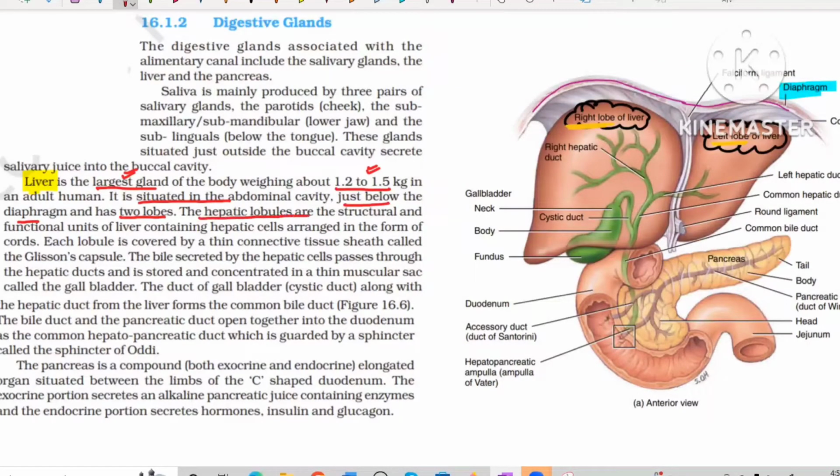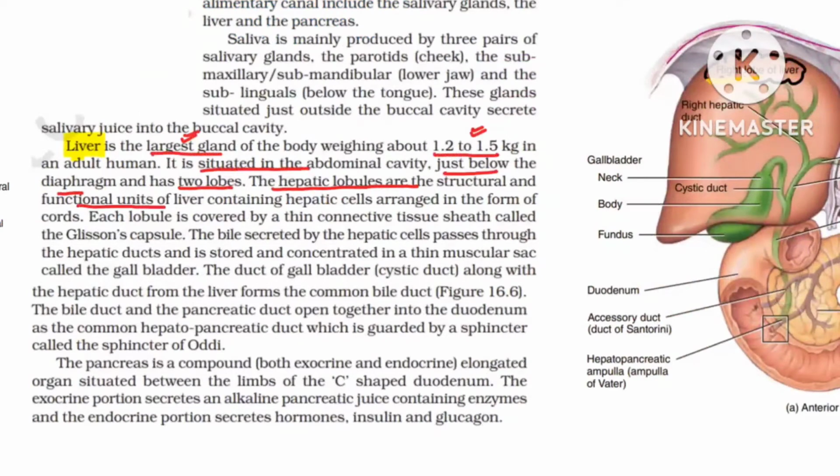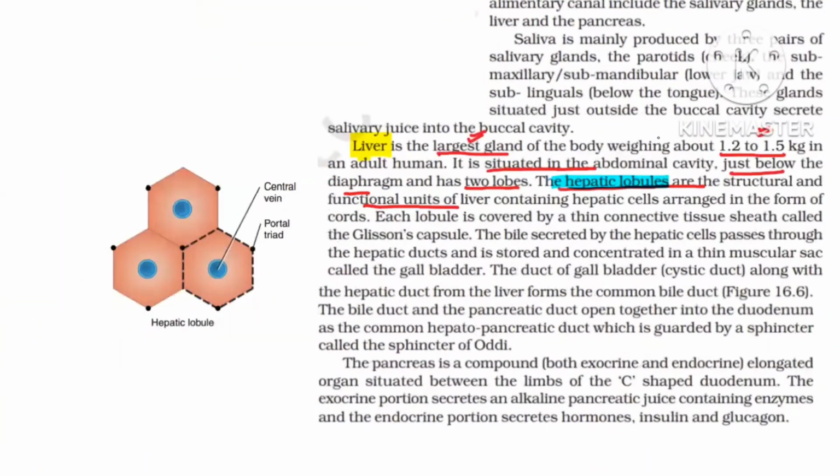Hepatic lobules are the structural and functional unit of liver. So which is the structural and functional unit? Please focus, that is hepatic lobules. For this, I will show you the diagram. Try to understand, these are the hepatic lobules. You can see three lobules are there, and they are surrounded by a connective sheath. This sheet which is present around the hepatic lobule is known as Glisson's capsule. Each lobule is covered by a thin connective tissue sheet called the Glisson's capsule.